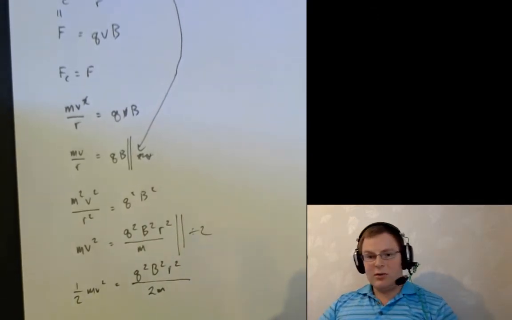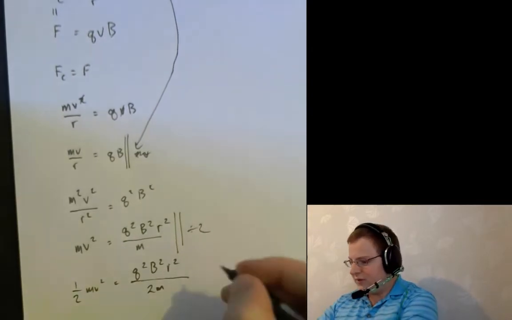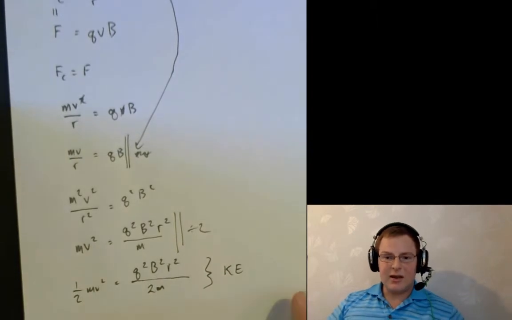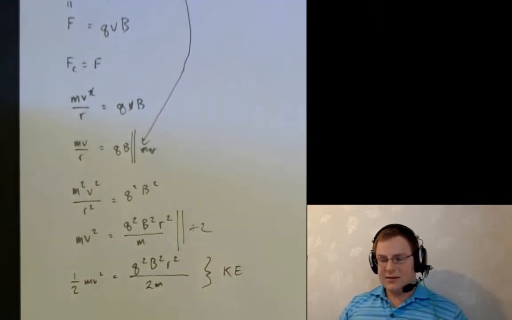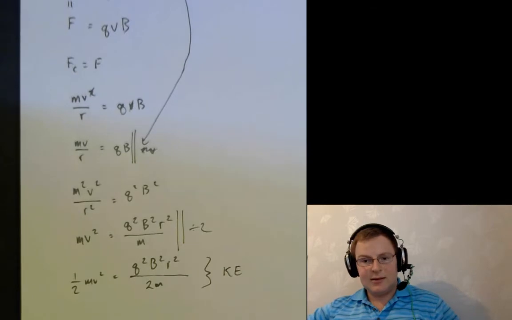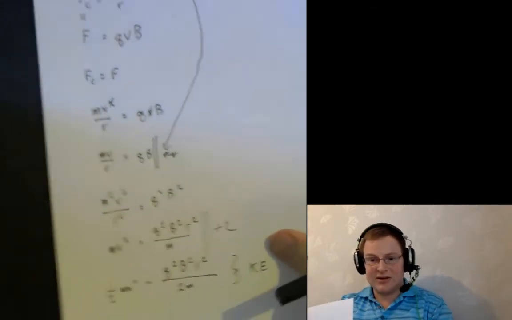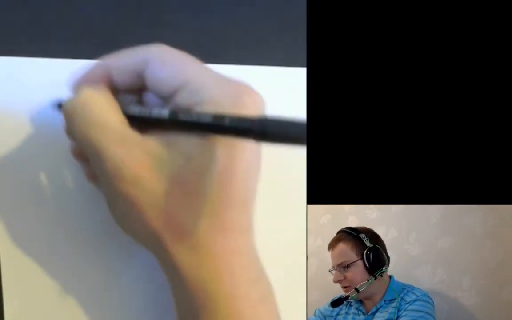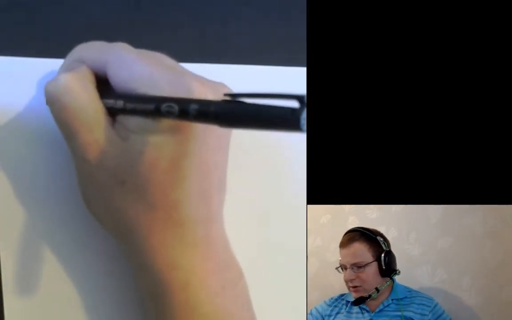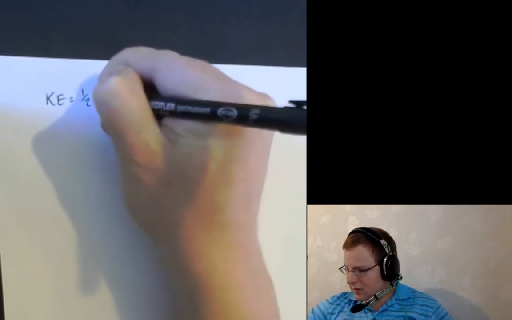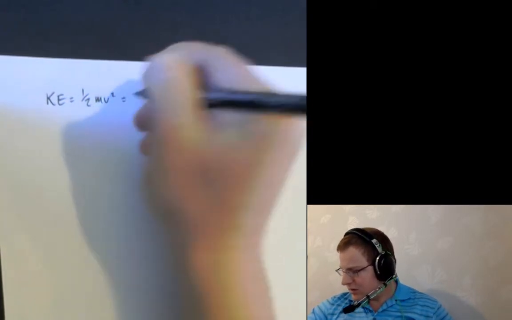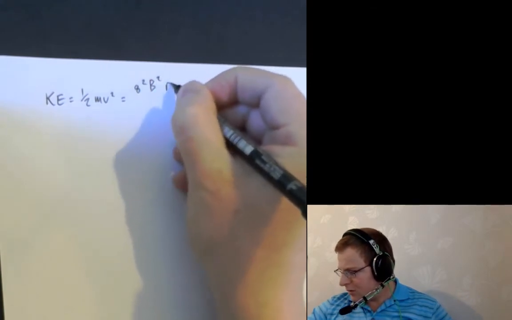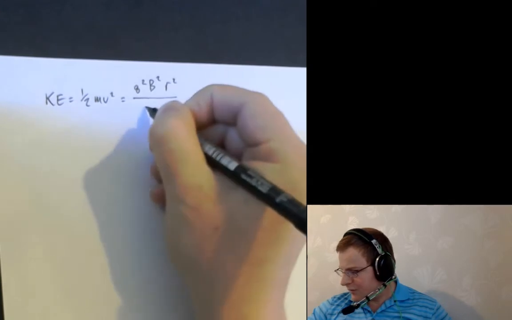So now we can look, because both of these are expressions of kinetic energy. How does the actual cyclotron get kinetic energy? How does it increase the energy of the particle? I'll write down the equations here for reference. We get kinetic energy is equal to 1/2 mv squared is equal to q squared B squared r squared over 2m.